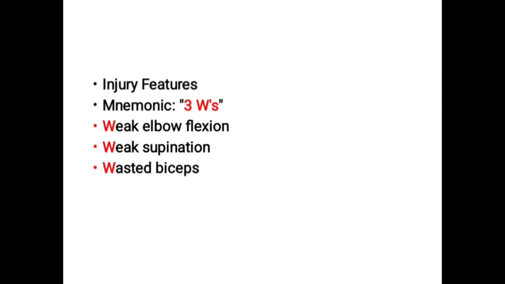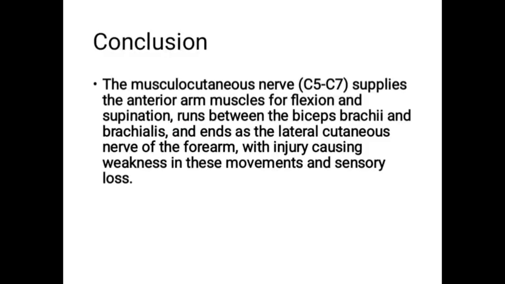Now, this mnemonic can help you remember the features of musculocutaneous injury, and this mnemonic is 3 Ws: weak elbow flexion, weak supination, and wasted biceps. The next is conclusion. In conclusion, the musculocutaneous nerve supplies the anterior arm muscles for flexion and supination, runs between the biceps brachii and the brachialis, and ends as the lateral cutaneous nerve of the forearm, with injury causing weakness in these movements and sensory loss.